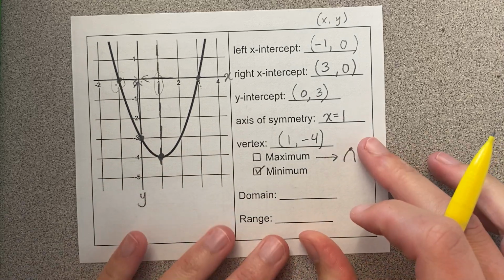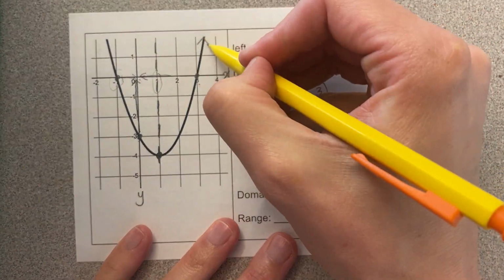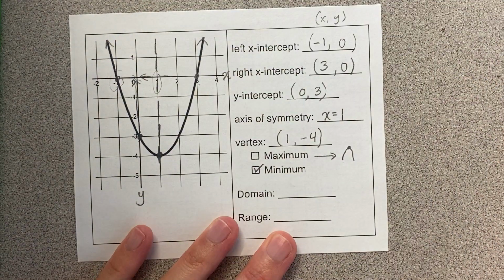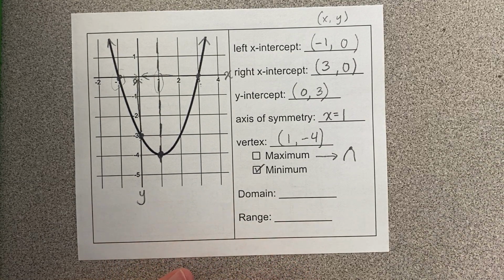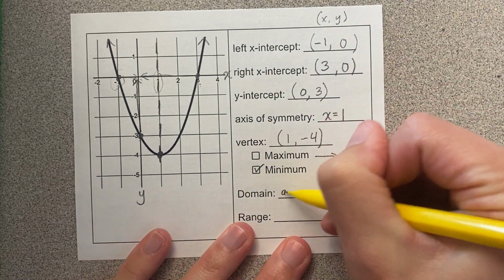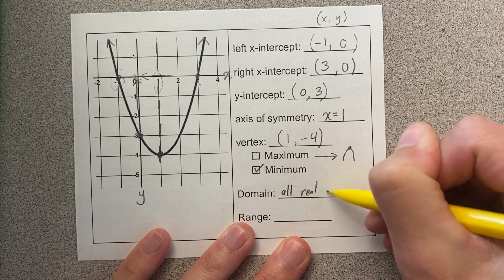This one's a minimum. My domain: this graph goes forever to the right and forever to the left. And so my domain is all the possible x values. It goes on forever. I write all real numbers.